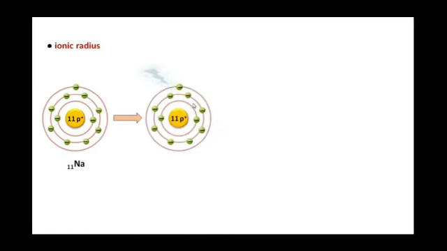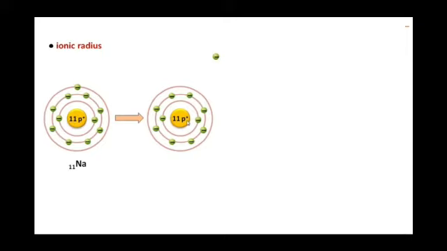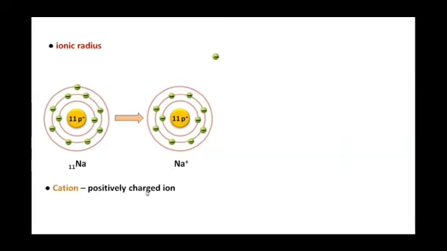Now, we are going to remove one electron from sodium. So, it will contain 11 protons and 10 electrons. Now, it will not be neutral because one proton will be excess. Hence, sodium will be represented as Na+. Cations are positively charged ions.